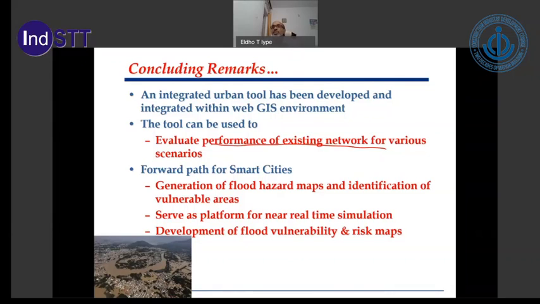And so this will also be very useful, especially in cities. So if you are going to develop, say for example, a housing colony or a major infrastructure, then we need to assess what is the possibility of the risk involved or the vulnerability as far as the flooding is concerned. So that way, generation of flood hazard map and identification of vulnerability areas are very important. And these kinds of tools serve as a platform for near real-time simulation. And so that is very important in most of the cities, especially when we talk in terms of smart cities.